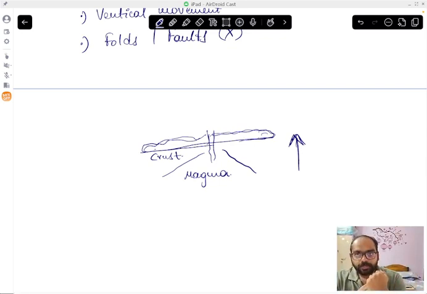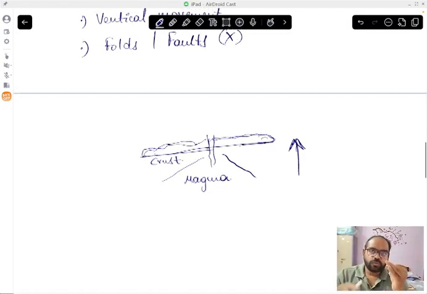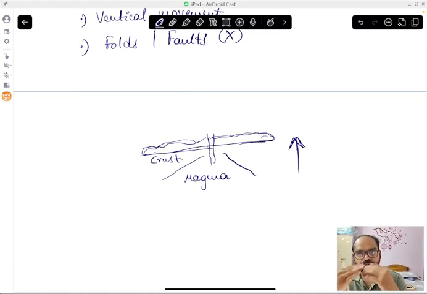So continent building is a vertical movement, and there are no faults or folds. There is no folding of crustal plates or breaking of the crustal plate. It is just that the magma comes up and solidifies.